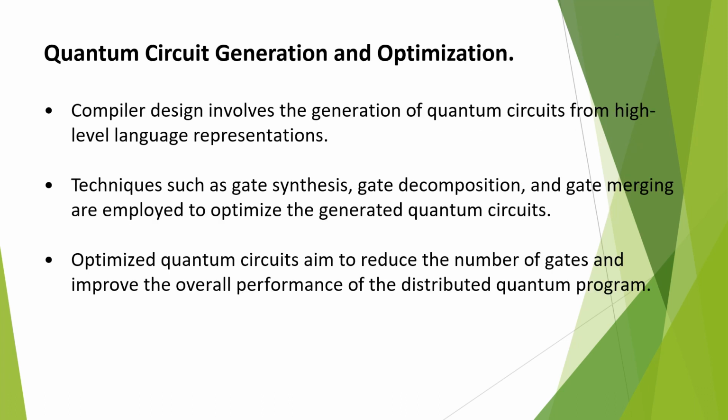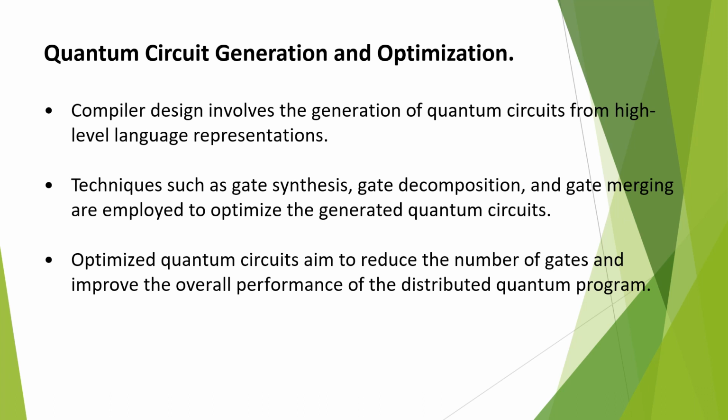Moving to the next slide, quantum circuit generation and optimization. Here we can learn more about quantum circuit generation and optimization. Compiler design involves the generation of quantum circuits from high-level language representations. Techniques such as gate synthesis, gate decomposition, and gate merging are employed to optimize the generated quantum circuits. Optimized quantum circuits aim to reduce the number of gates and improve the overall performance of distributed quantum programs.